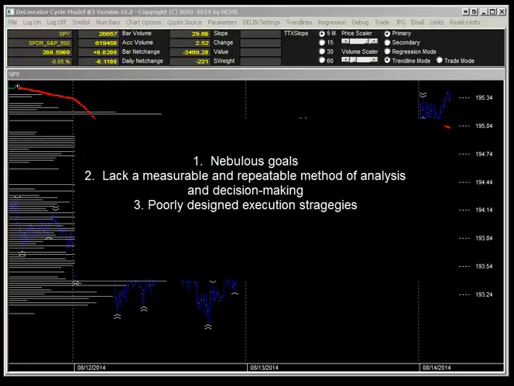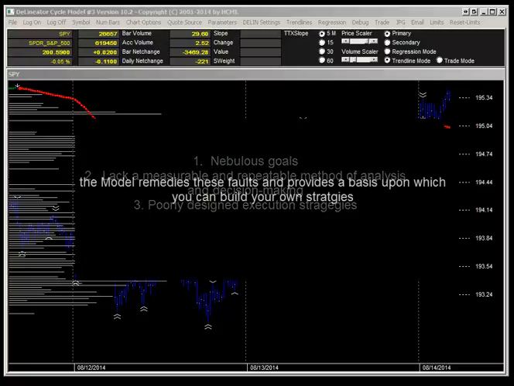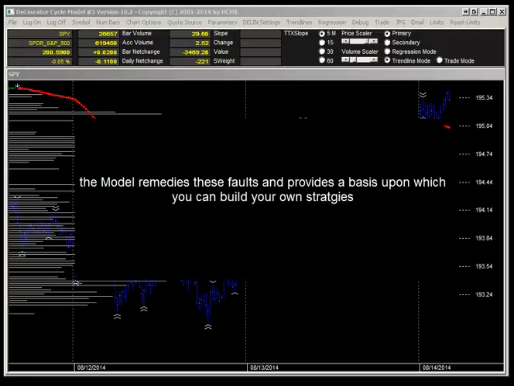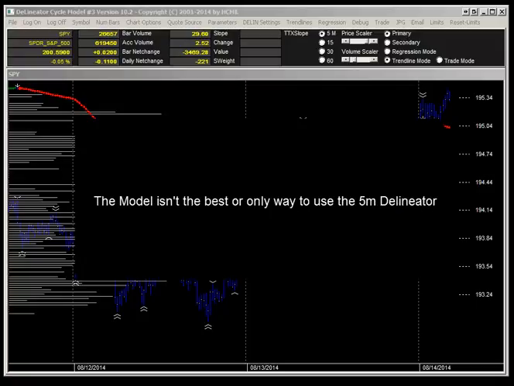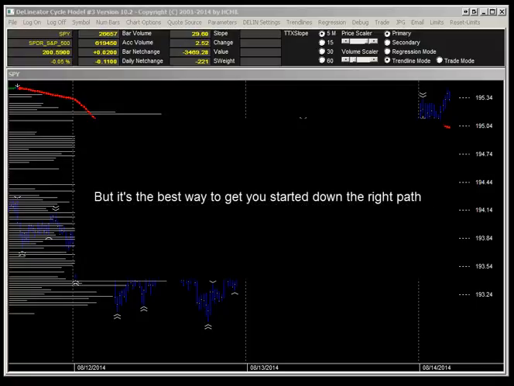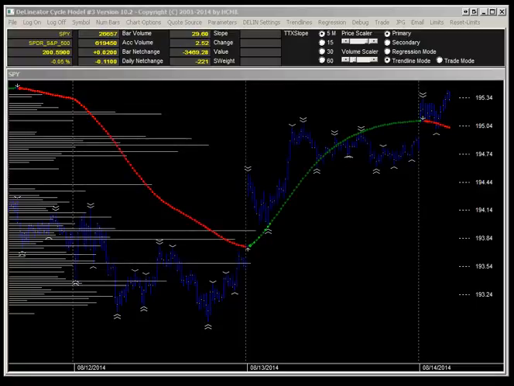The 5-minute Delineator Model Trading Strategy is designed to solve these three fundamental problems and provide a basis upon which you'll be able to build your own trading strategies. But please be aware, the model strategy isn't the best or the only way to use the delineator to identify trades. But over the years I have found it's the best way to get a new user off on the right path. The 5-minute operates without regard to the direction of the secondary, following a slope change, which is identified by the white arrows. Once the slope reaches plus or minus 10 or more, the delineator turns either green or red, and a long or short signal is then issued.